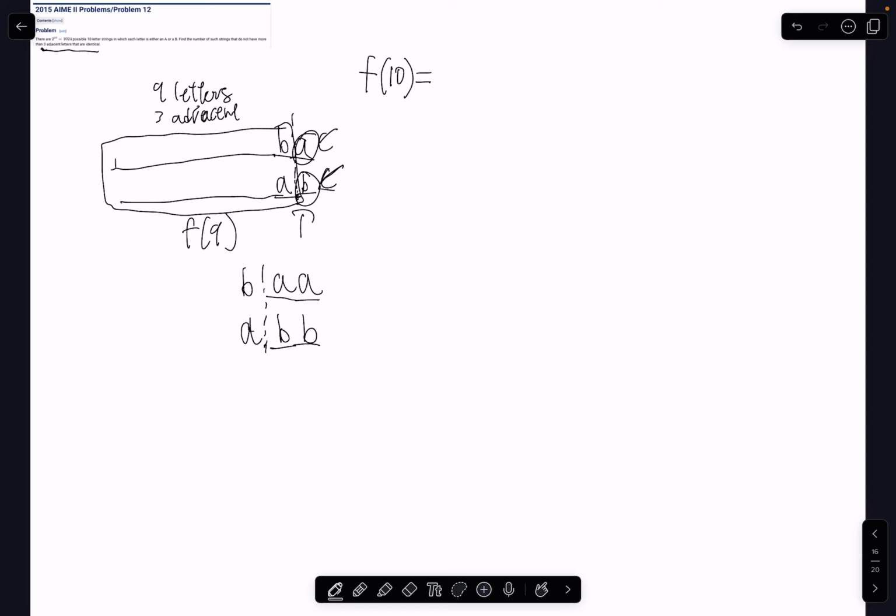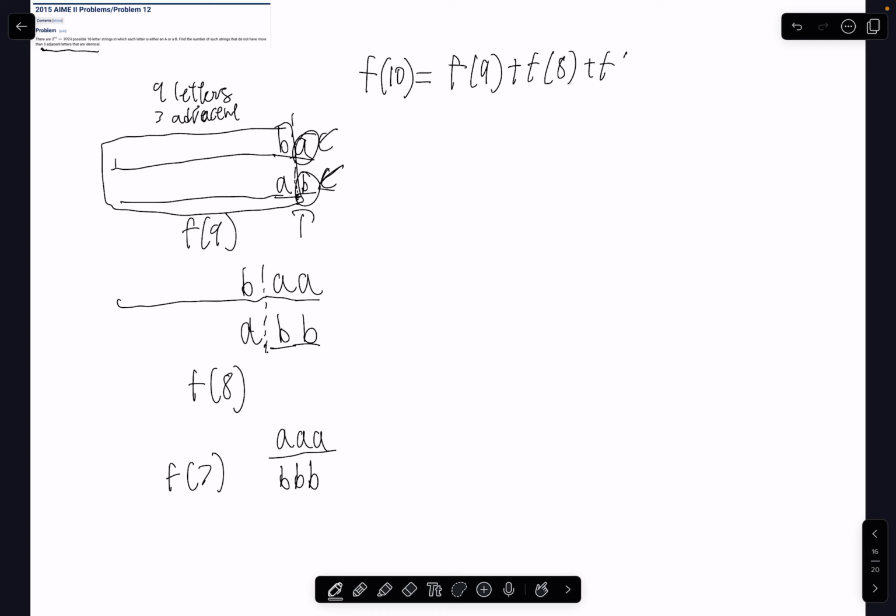And the same logic will apply here as well, only this time, because we want the total to be 10, the length of this sequence is going to be 8. So this is going to be f of 8, and then again we apply this with f of 7. Notice that we can't do the same with 4 A's, because remember, we can only have 3 adjacent letters. No more are allowed. So what we find is that f of 10 equals f of 9 plus f of 8 plus f of 7.